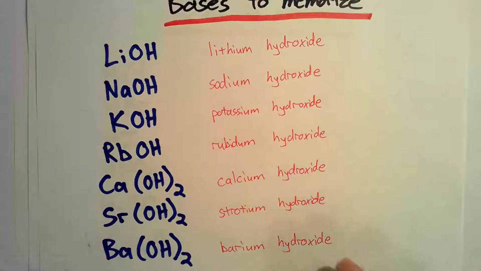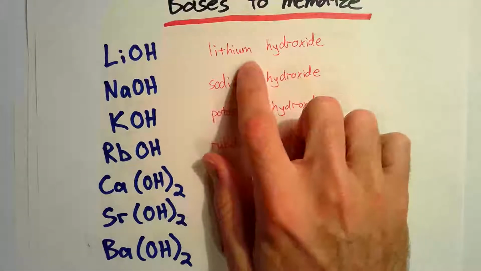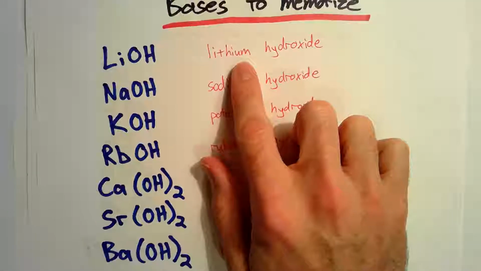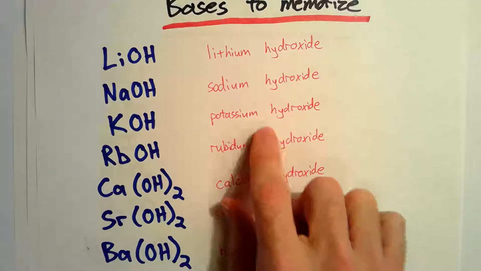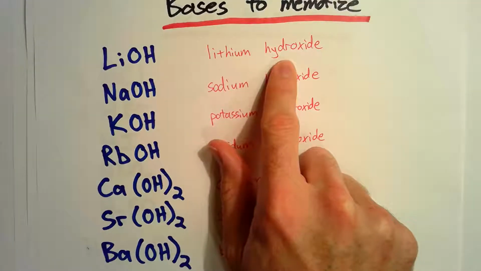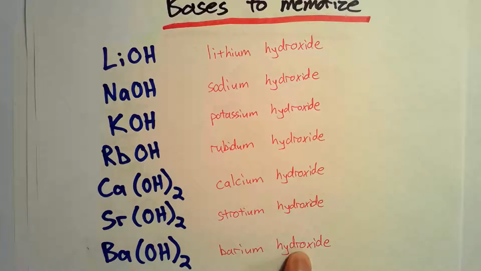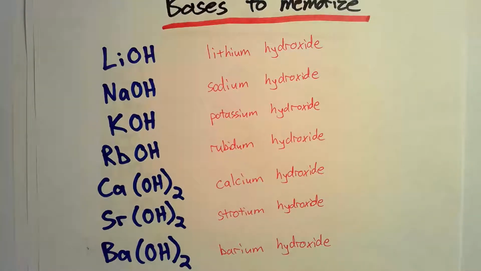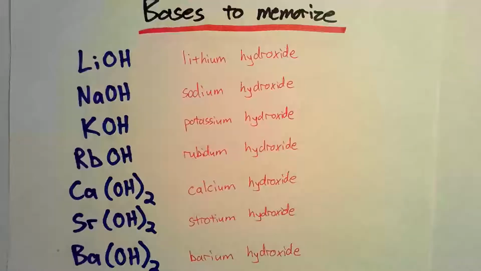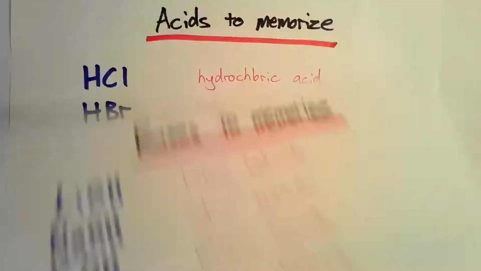When we look at these bases, just notice that they still follow the normal polyatomic ion rules that we talked about in the last video. So these will all be hydroxides down here, and just start with the metals, whichever metal you're looking at out front. Now that we've covered the bases, let's go back to the acids.